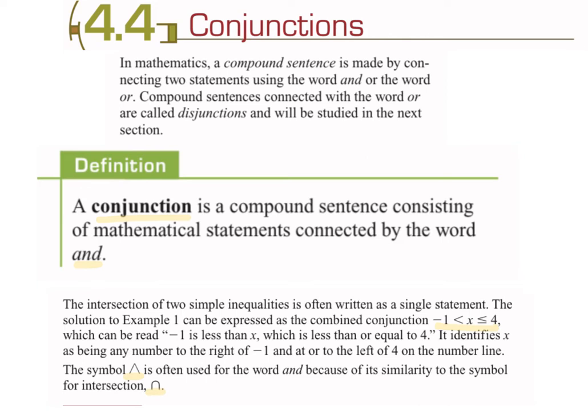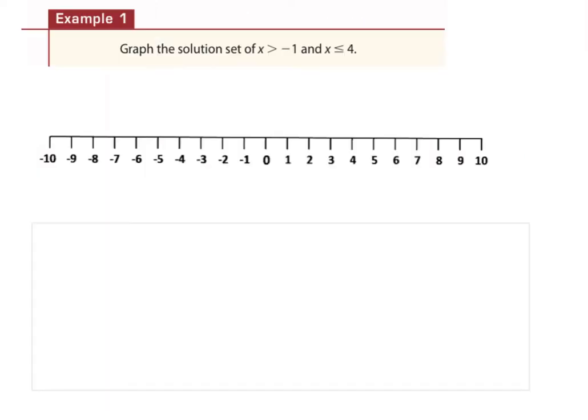All right, so if you see either the notation, the V that's upside down, if it is all joined together, or if it is joined with the word and, you are talking about a conjunction, and you want to know specifically where do these two cross. Both of them have to be true for this to work, and so we're looking for where they cross. So let's look at just a general one. Graph the solution of x is greater than -1 and x is less than or equal to 4.